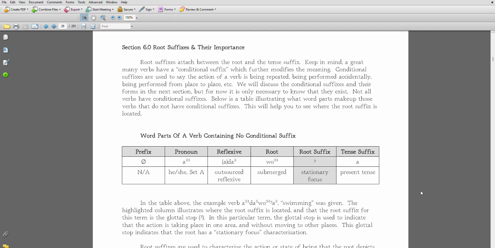Here you could have, in the example word, a pronoun prefix, which there is not one. Pronoun a, he, she, set a. Reflexive, a, da. That's the outsourced reflexive. The root, wo, submerged. And then here in the gray area is your root suffix, which means the glottal, which means stationary focus, and tense suffix a, which means present tense.